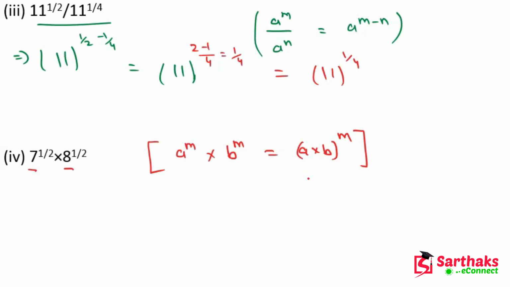So now, my dear friends, we can solve it like this. Here we have to multiply a into b, meaning 7 into 8, and whole raised to power 1 upon 2. So this will become 56 raised to power 1 upon 2. This is the answer of this question. My dear friends, I hope you understand these things. So now let's move on to the next question.